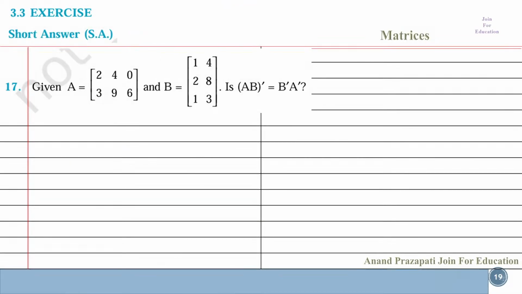Let's see question number 17. Given matrix A, the elements of the first row are 2, 4, 0, and the elements of the second row are 3, 9 and 6. And matrix B, the elements of the first row are 1, 4, second row 2, 8, third row 1, 3. Show that the transpose of the product AB is equal to the transpose of B times the transpose of A. Let's see the solution of this question.